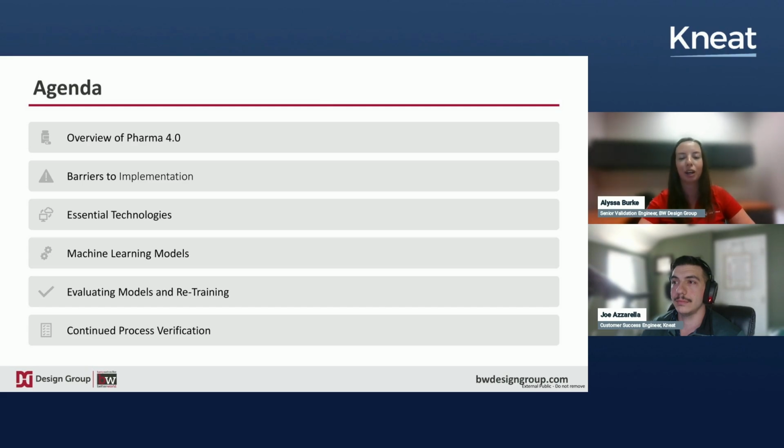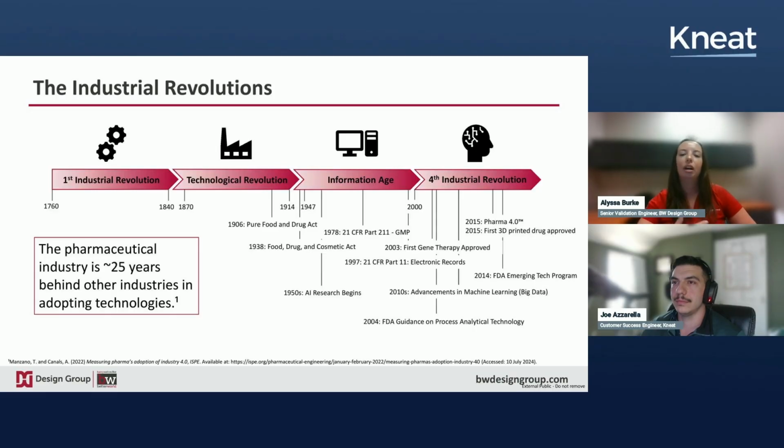Obviously, my background is not in computer science. I'm really trying to gear this information towards validation quality professionals to help when you are approaching process validation and how you can sort of modernize that process. So over on the slide, you'll see an overview of our four industrial revolutions.